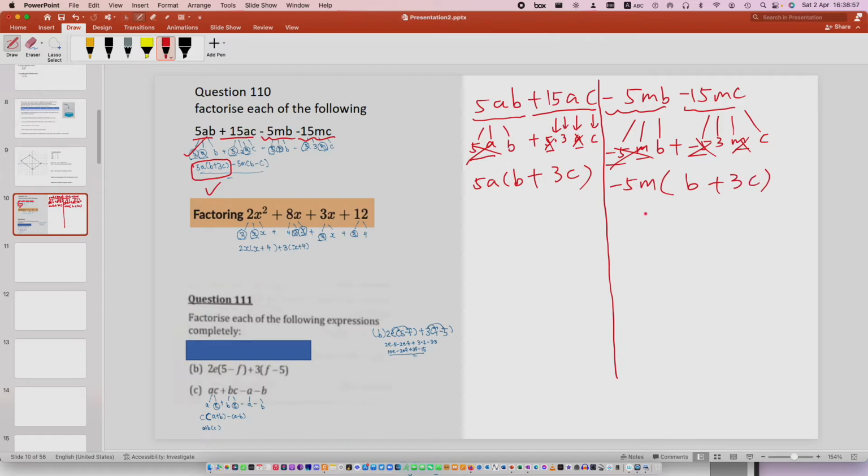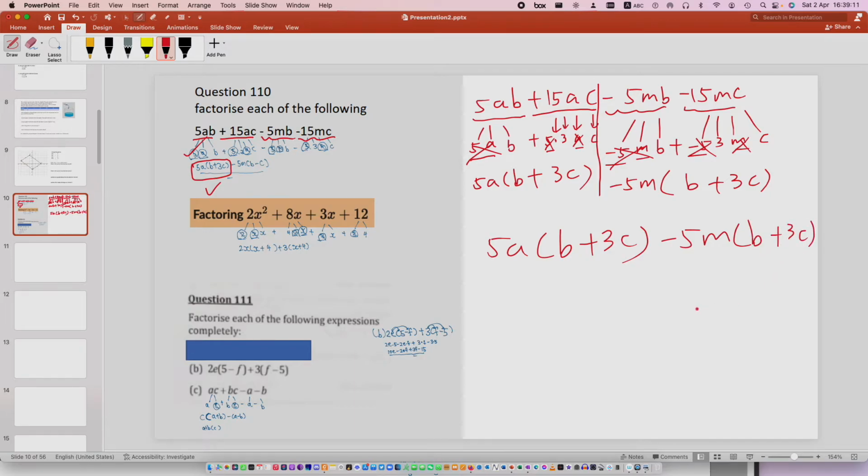Now no need to split. Just now we split, now we combine these 2 and we do it together. So this is my left hand side. This is my right hand side. So what is common? Can you take it out? So what is left? 5A minus 5M, right? This is your bracket.